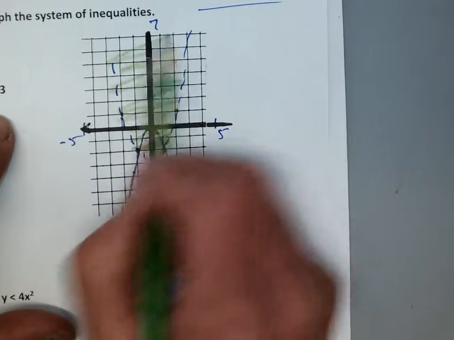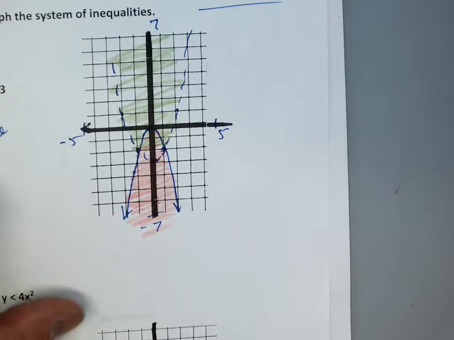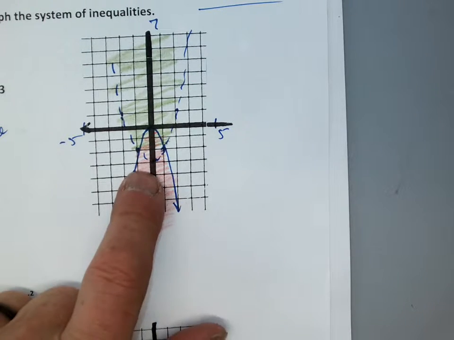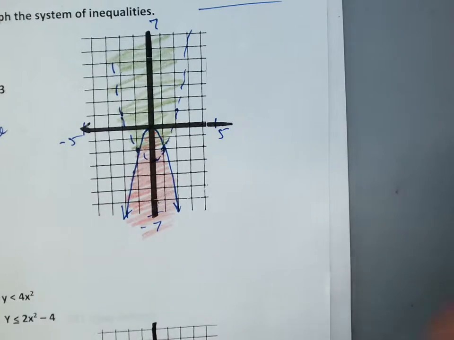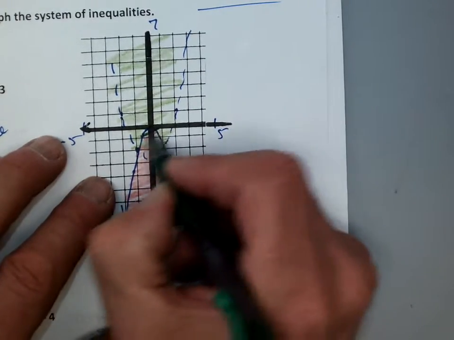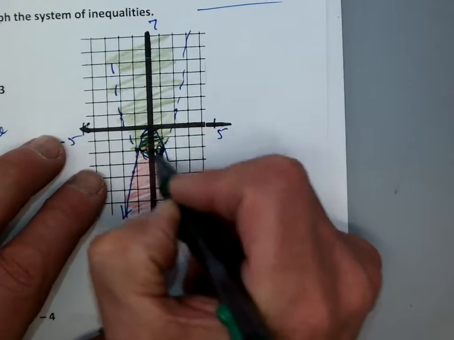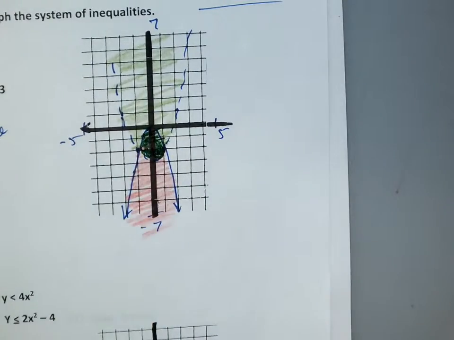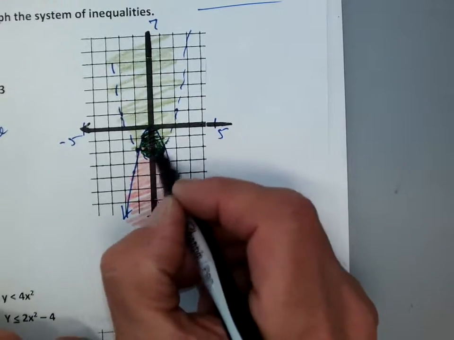Okay. Now, since it's a system, what we're looking for is the places where both graphs work. And that's where the shading overlaps, right? So we want to find all the points that satisfy both graphs. That makes sense? I'll say it again. We want all of the points that satisfy both graphs, and that is going to be in this region right in here. Okay, so I'm going to darken this region, and that is my solution.